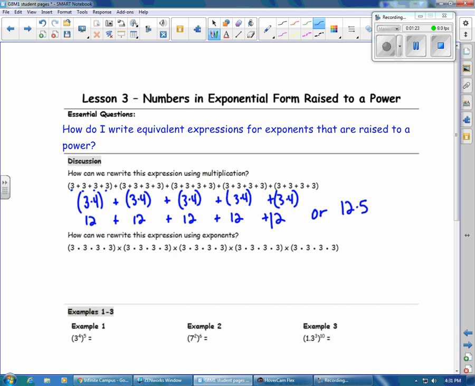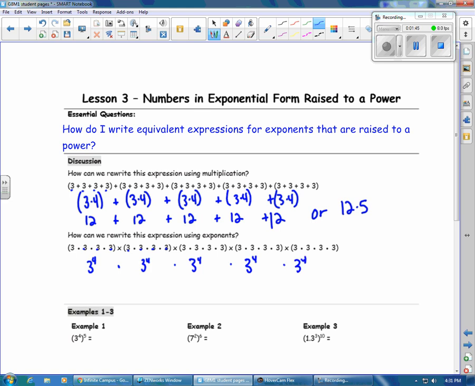Now exponents show repeated multiplication. So in the example right below it, we've got 3 times 3 times 3 times 3. That's going to be 3 to the 4th power. Then we're multiplying that times 3 times 3 times 3 times 3, which is again 3 to the 4th power, times 3 to the 4th power, times 3 to the 4th power, times 3 to the 4th power.